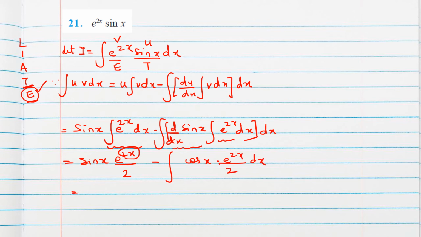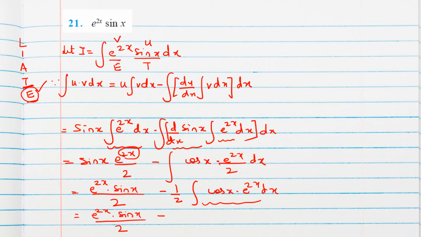So this we can write as e power 2x sine x by 2 minus half, taking half outside, the integral of cos x into e power 2x. Now this integral is again a product of two functions, isn't it? One trigonometric, one exponential. So for this integral we should again apply the integration by parts rule. Cos x as u, the integral of v, that is e power 2x, minus d by dx of cos x times the integral of e power 2x, and then dx.